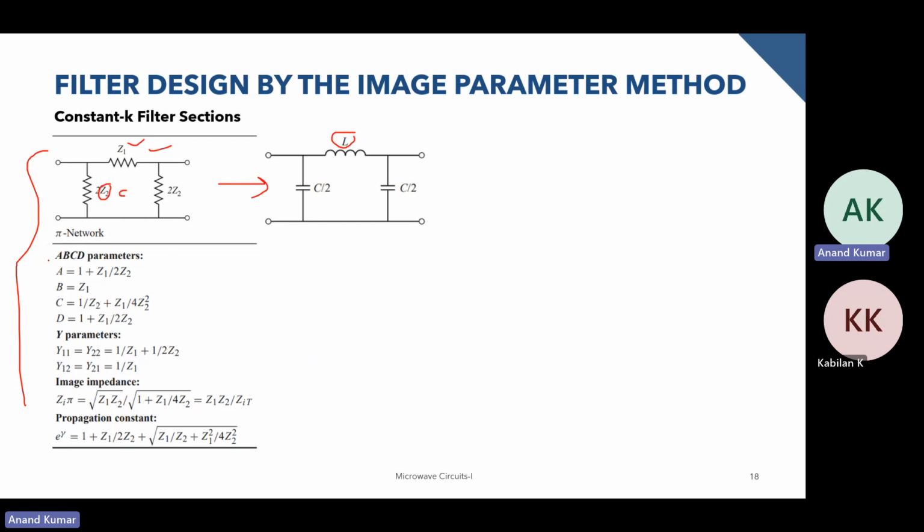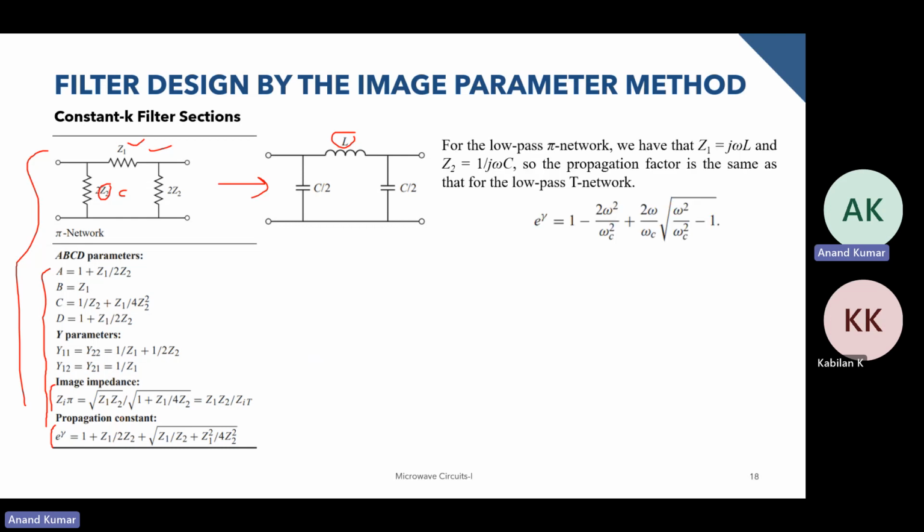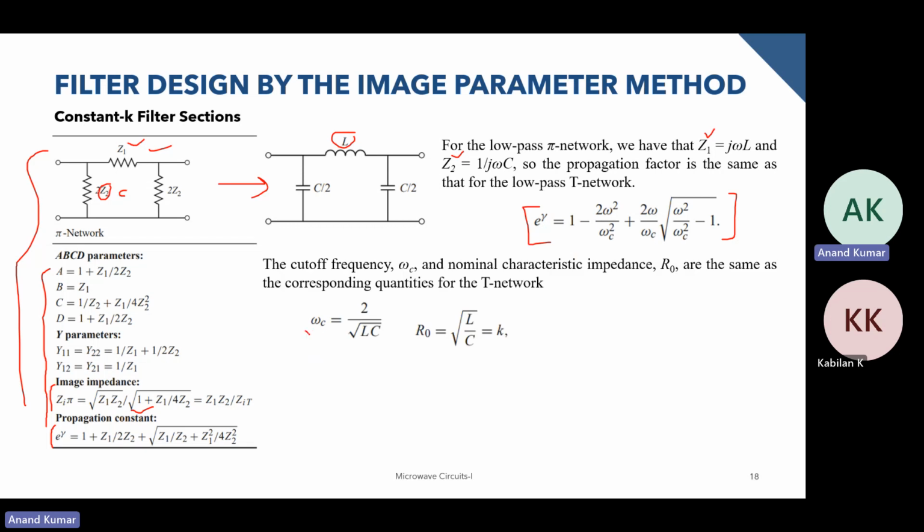And for this particular circuit, we have the ABCD parameters, the impedance parameters, the image impedance, and the propagation constant with us. Now we'll use this to rewrite the propagation factor. Whatever we did earlier for the T network, we can do the same. Once we have Z1 and Z2, we just substitute them over here, and again we get the same expression for the cutoff frequency and the normalized nominal characteristic impedance.